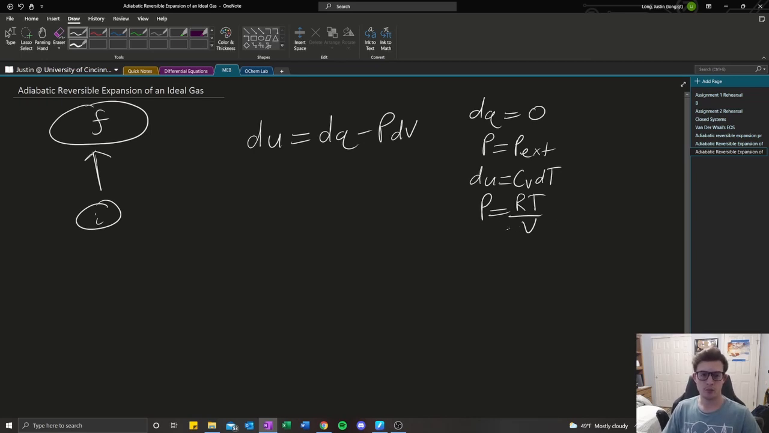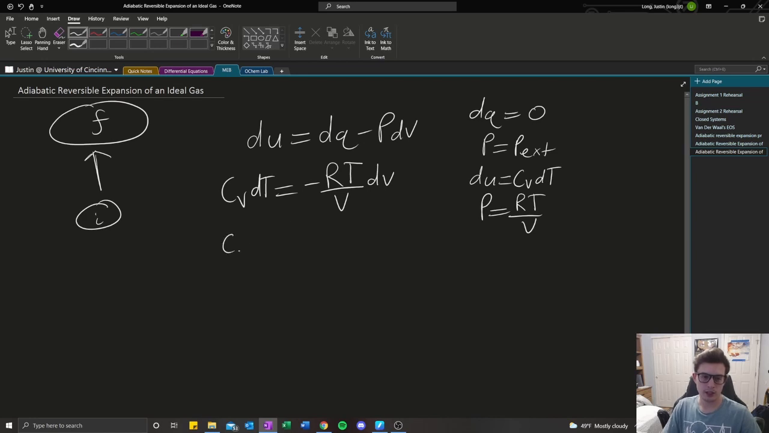All right. So we're going to go ahead and start plugging these things back in. So we've got CV times the change in temperature is equal to the gas constant times the temperature over the volume times the change in volume. All right. So we're going to want to take the integral of this, but before we can do that, we want to get all the t's on one side and all the v's on the other. So we're just going to go ahead and divide that over and then take the integral.